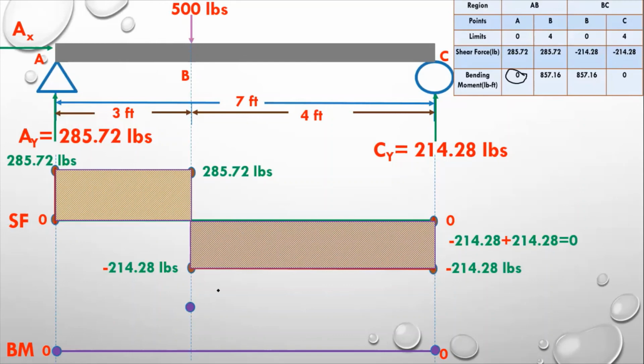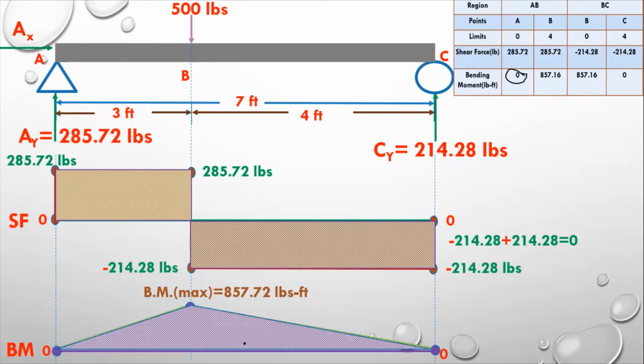Now we are going to draw the lines here, because there is a straight line in the shear force, so it should be inclined in the bending moment. Keep it in mind. The maximum bending moment is 857.16 pound-feet, and we will draw the line as a triangle here. You can see this triangle, and we have to give it a pattern too. And now you can see where the shear force is 0. Wherever the shear force is 0, the bending moment is maximum.